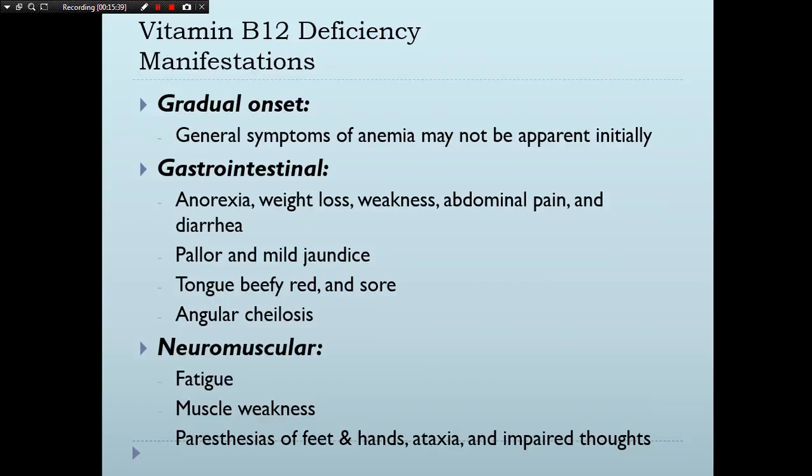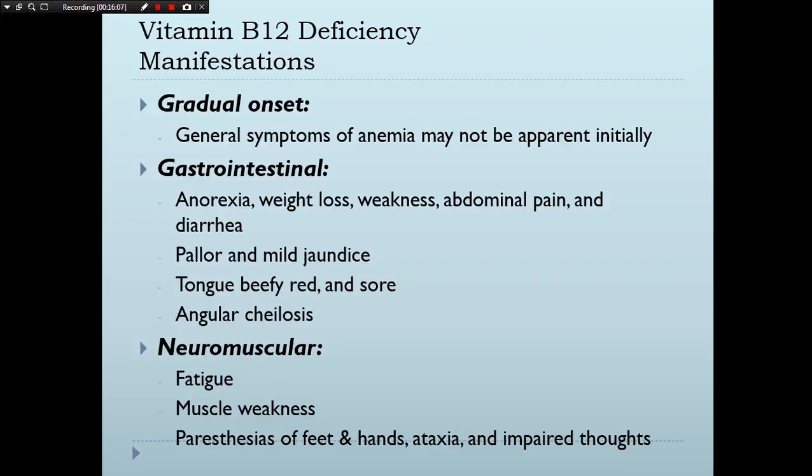So typically, the manifestations of vitamin B12 deficiency are going to be slow, gradual. We may not even notice them at first. There's going to be a lot of GI symptoms, weight loss, weakness, diarrhea. We might see the pallor, and we might see the glossitis, the beefy red tongue, the sore tongue. And we might see the angular cheilosis, the ulcerations around the corner of the lips.